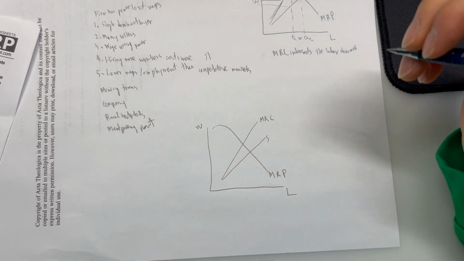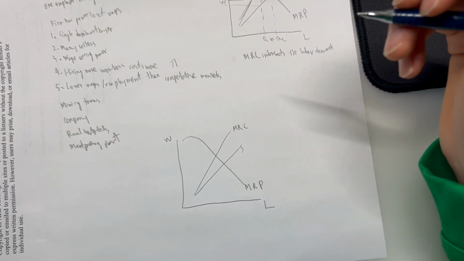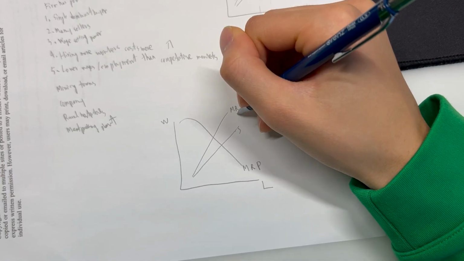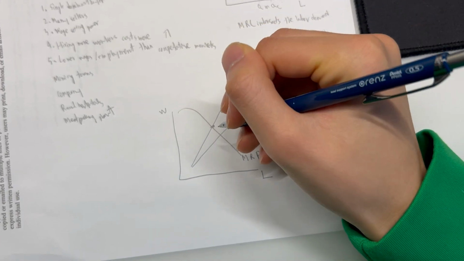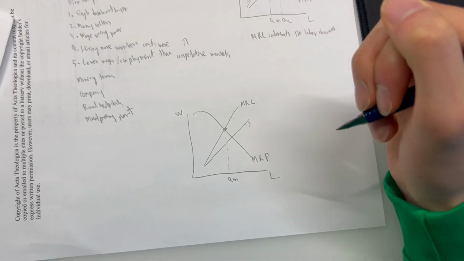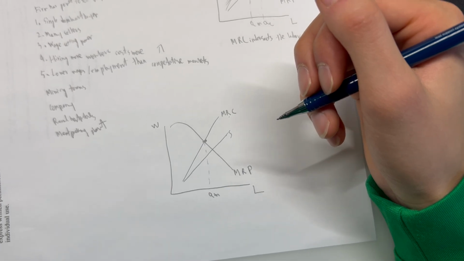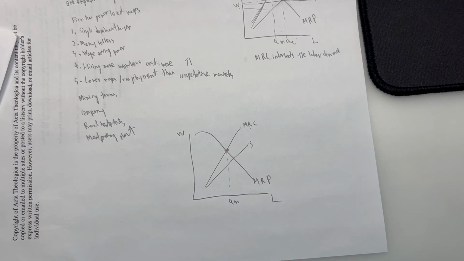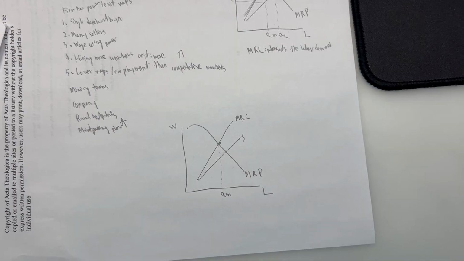And then we have to find the optimal number of workers, and that's where the MRC intersects the labor demand. So we're just gonna do this. This is gonna be QM. This is where the monopolist hires, where MRC equals demand. This maximizes profit because hiring more people would cost more than the value each worker adds.